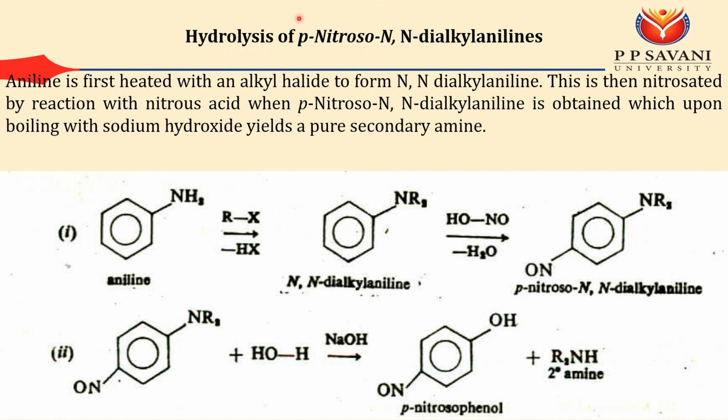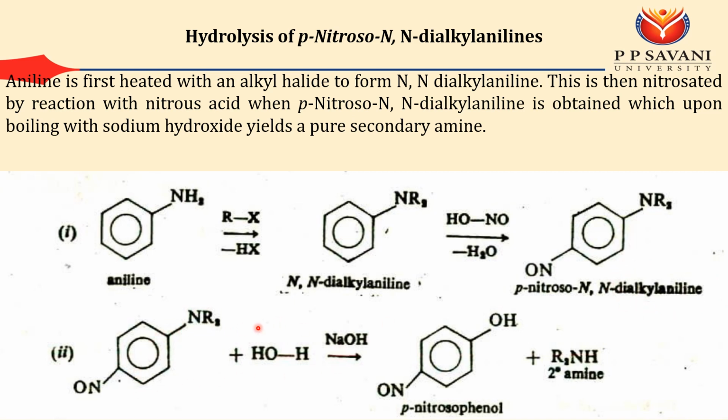Or you can do hydrolysis of para-nitroso N,N-dialkyl amine. With the help of this you can get your secondary amine. So first, from aniline you have to do reactions with RX, an alkyl halide, which we have already seen. So you will get N,N-dialkyl aniline, and then you have to do reactions with nitroso. So you will get a para product, para-nitroso dimethylaniline.